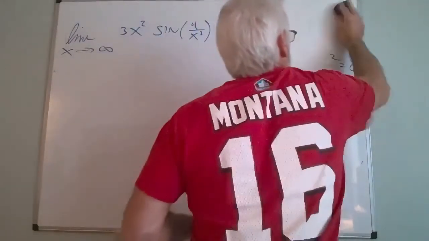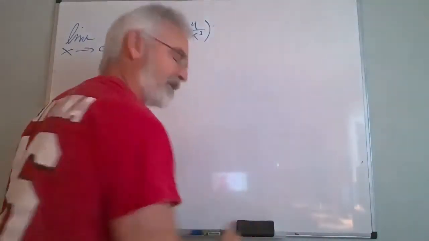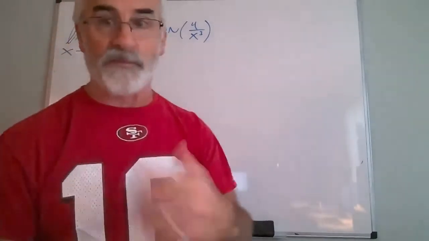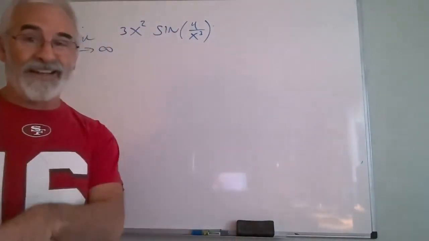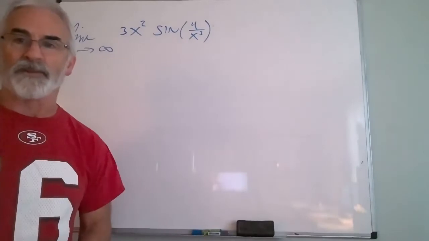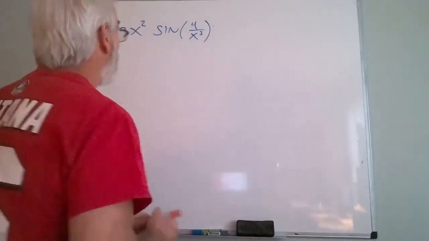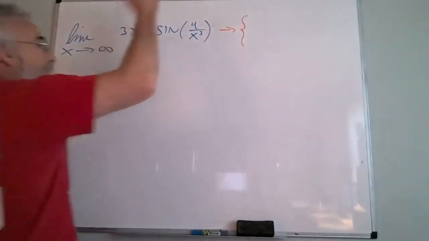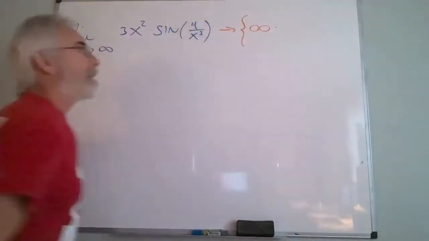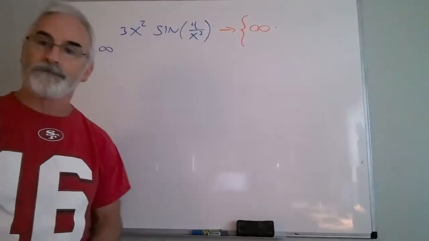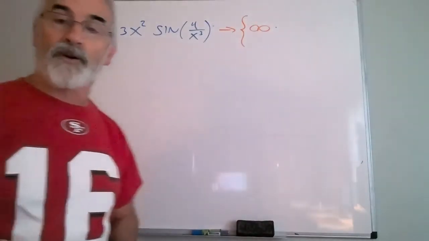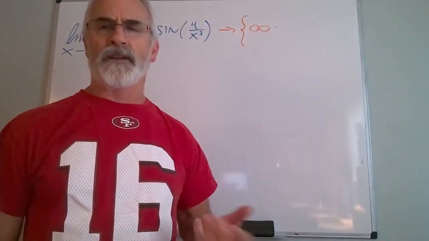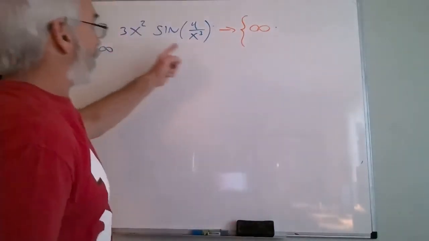Now, before I said the limits to infinity are the ones that typically give us the most issues with L'Hopital's rule. That doesn't mean they all do. But if we're going to have issues, it's typically on the infinite limits. That's just the way it is. So as x grows without bound, obviously 3x squared is growing without bound. Now let me throw a what if at you. What if the sine function was also growing without bound? Anybody got an idea? What if both of these are growing without bound?